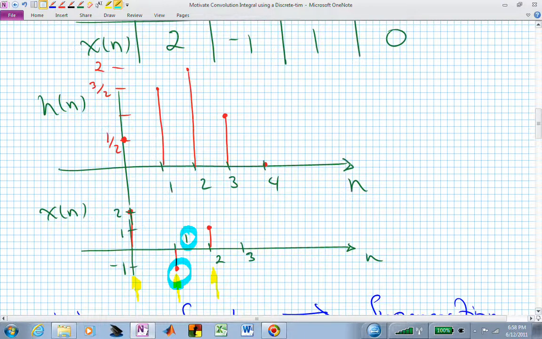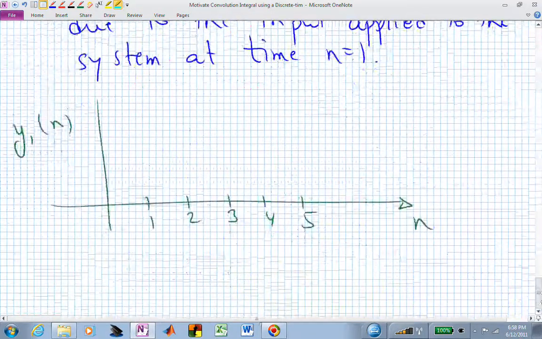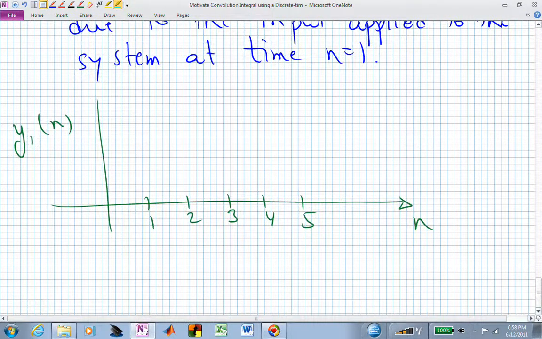But since this is actually an amplitude of -1 for our input, all we really have to do is invert those numbers to obtain this component of the output, which is y sub 1 of n. Meaning, we now have the ability to sketch the response due to this input applied at time n equal 1. It's going to be just the inverse, or the negation, I should say, of the original pulse response at the time when we apply the input.